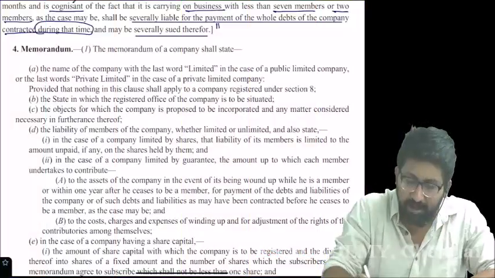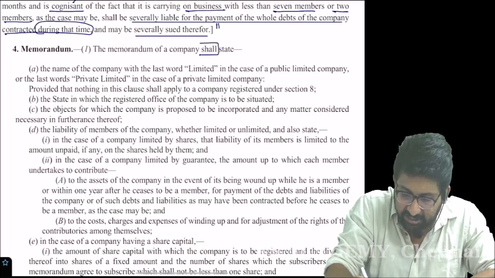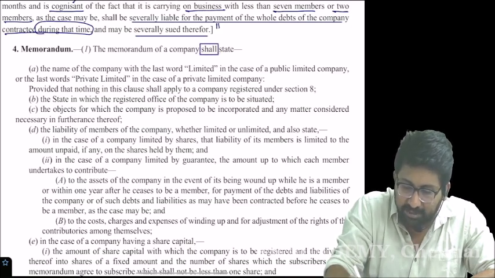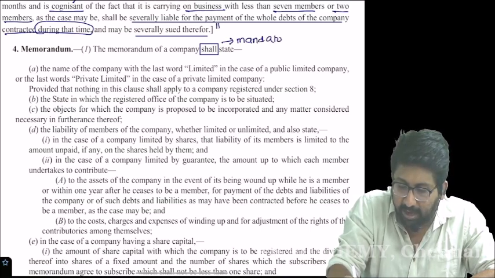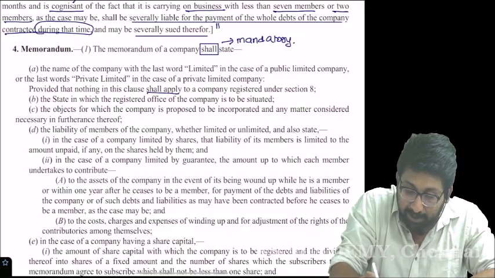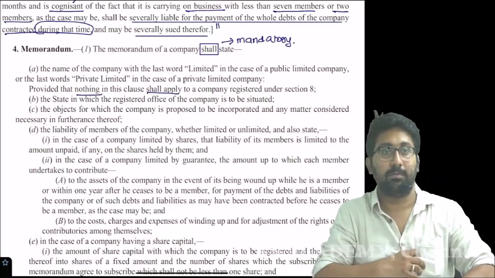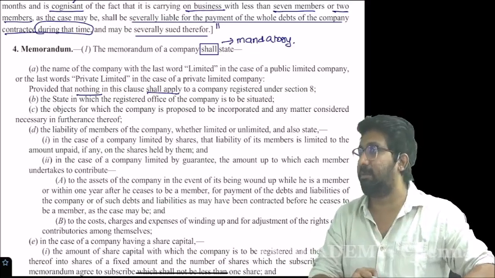The memorandum of a company may state or shall state. Does shall mean optional or mandatory? Mandatory. That mandatory requirement shall not apply to you. That mandatory concept does not apply to you.